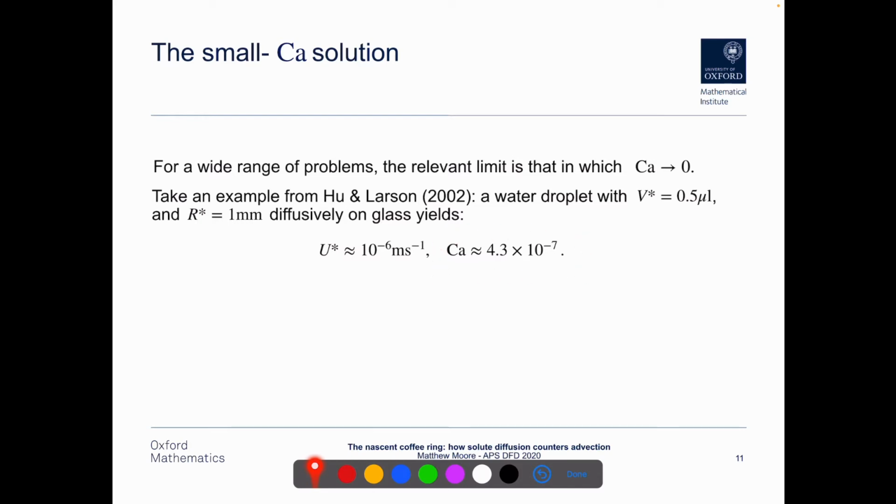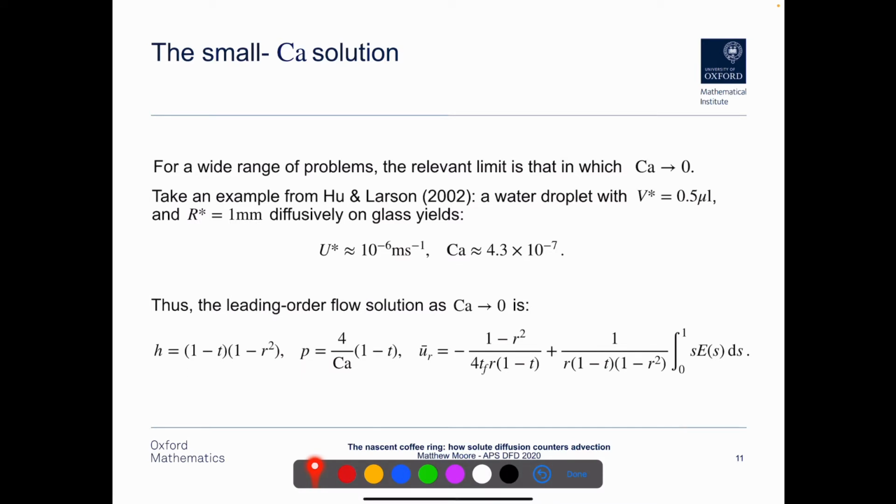So the important thing is we're going to now think about a small capillary number limit of the flow model we wrote down, which allows us to write down these simple expressions for the free surface, the pressure, and the radial velocity. You'll see that the free surface just decreases linearly, and that the radial velocity depends upon the evaporative flux through this term here.